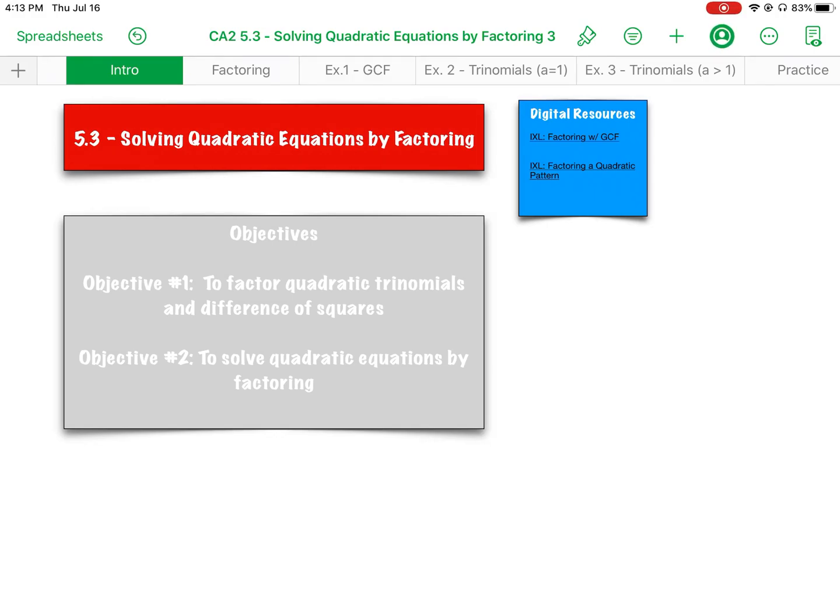We're in section 5.3 today, and we're going to begin looking at factoring techniques that can help us solve quadratic equations. In this video, we're going to focus on the techniques themselves, and then in a second video, we'll see how we can use the factoring in order to actually solve a quadratic equation.